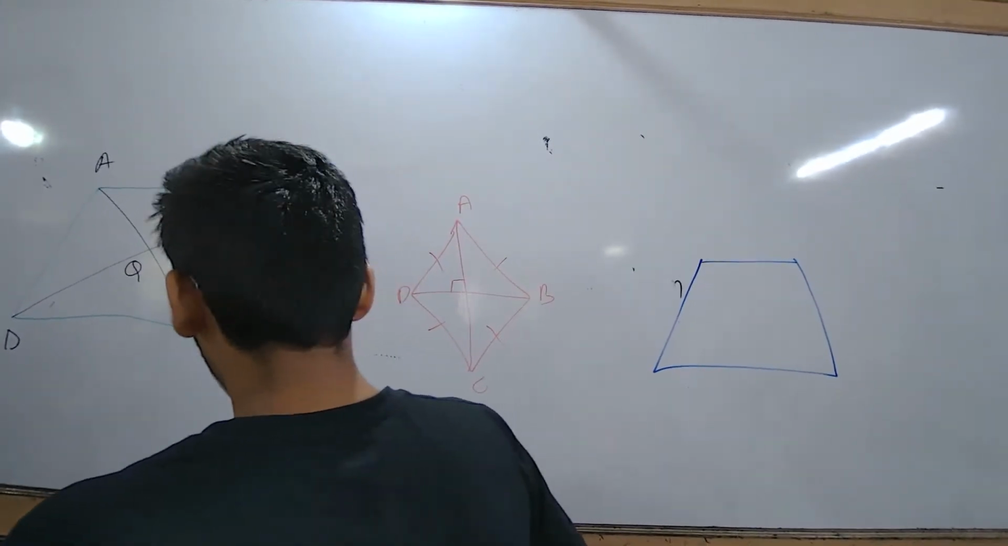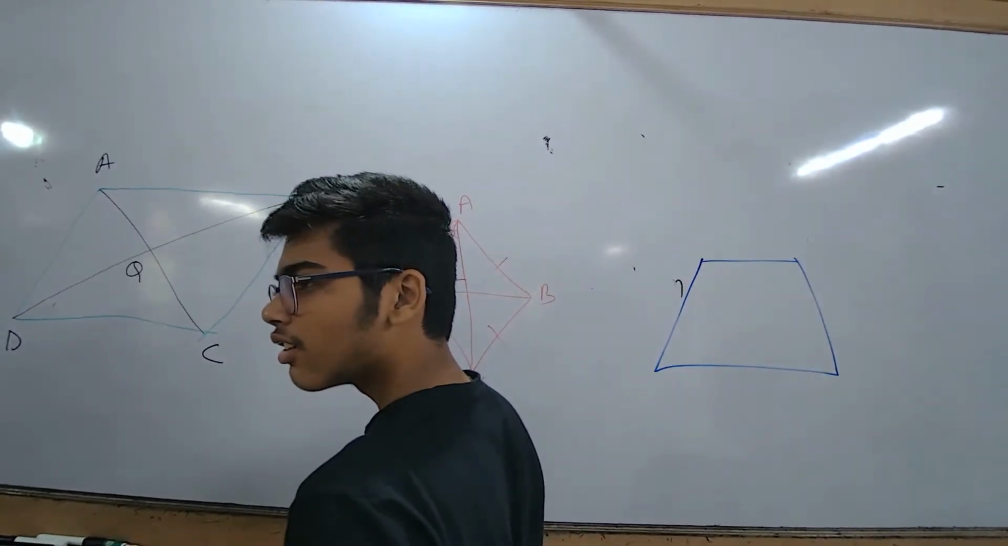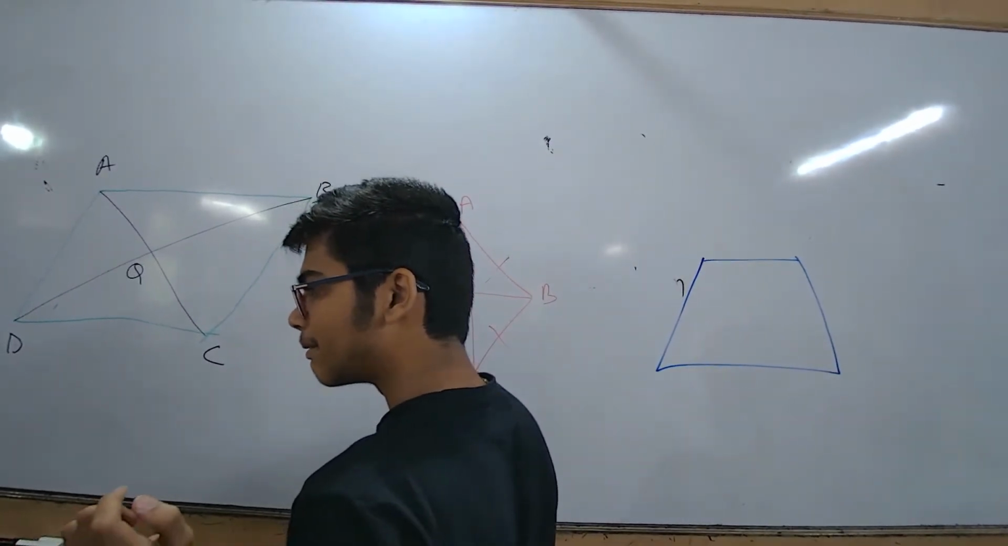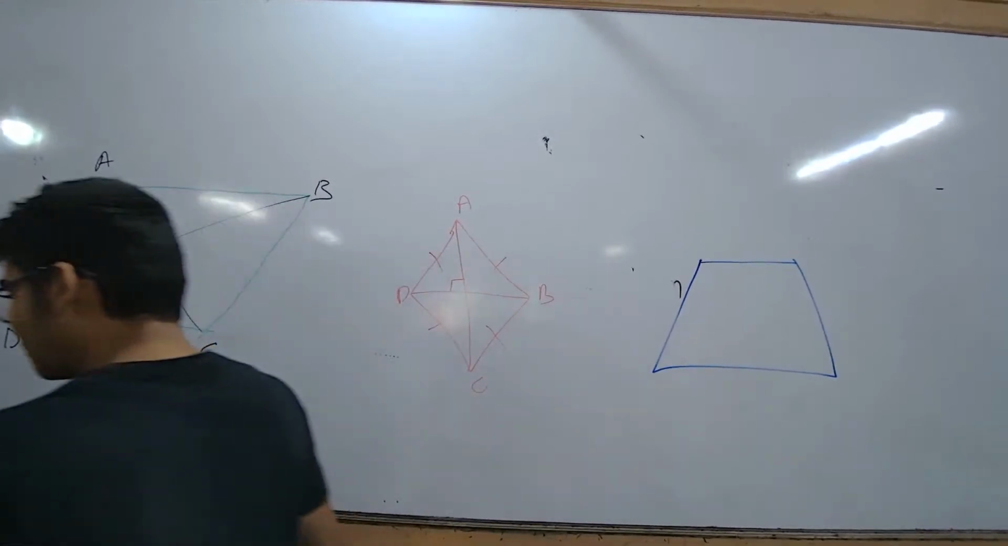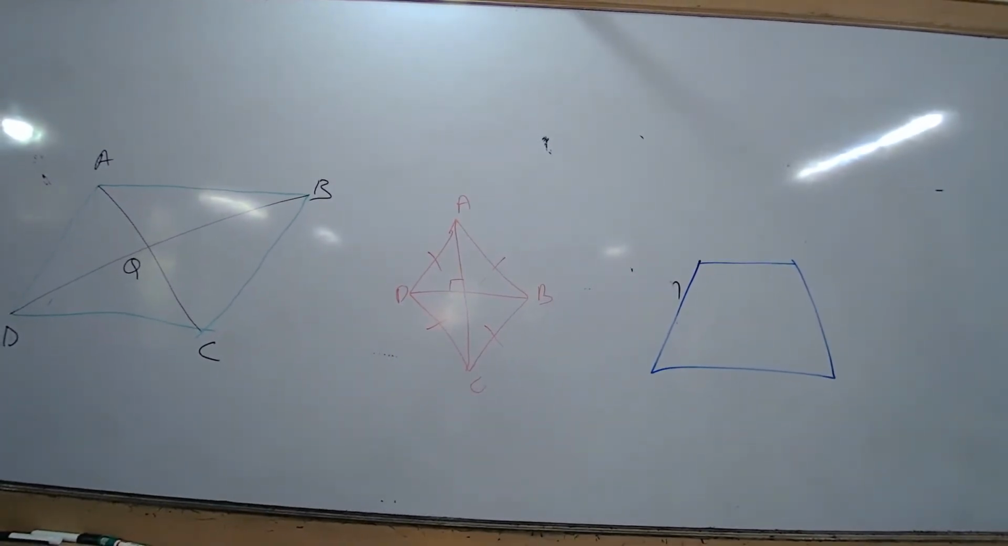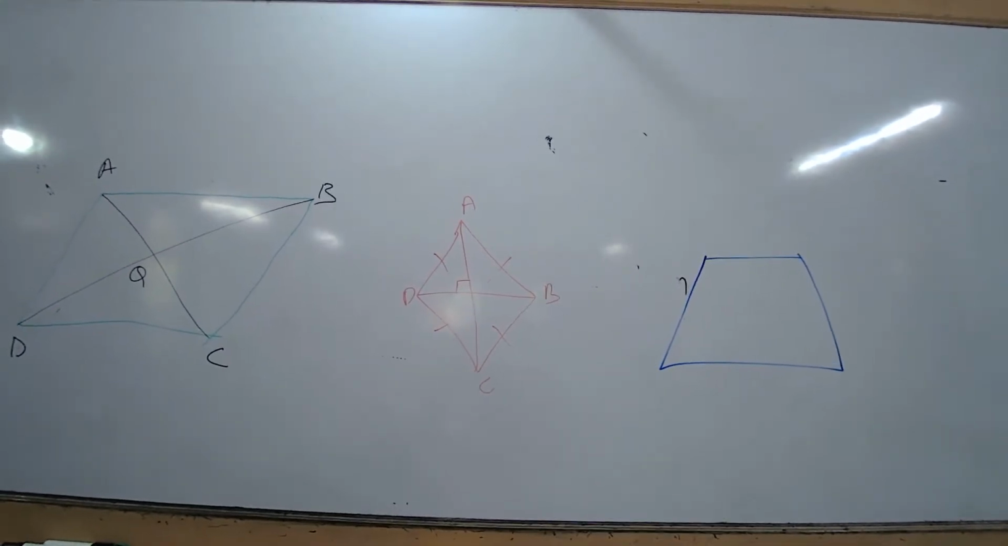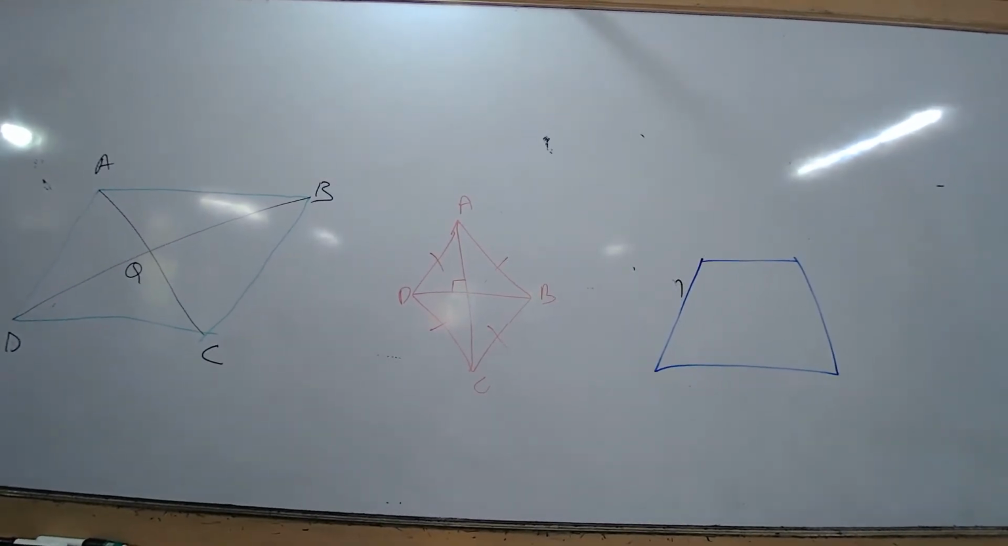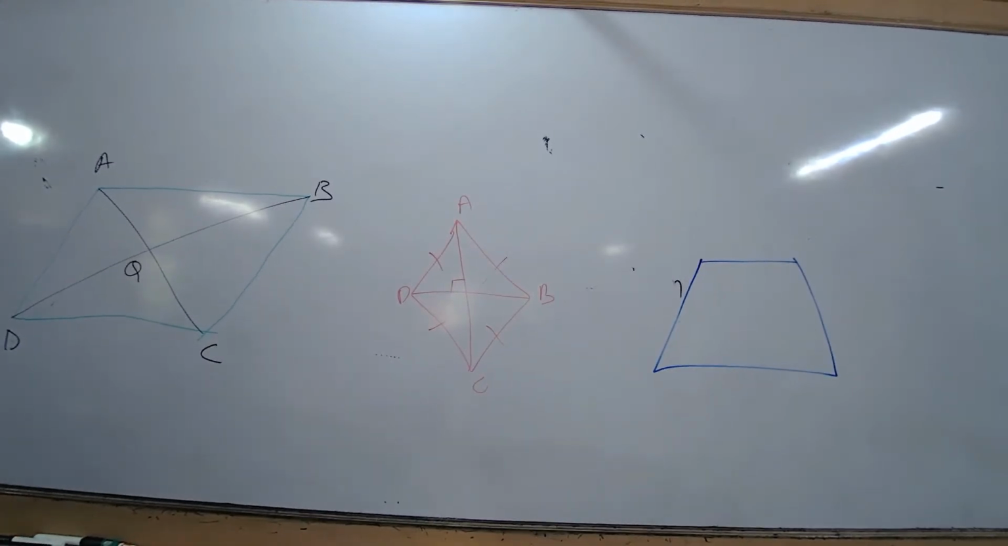Now look here. Rhombus. If all sides of a quadrilateral are equal, then it is called a which one? Rhombus. Properties of the rhombus will come. Every property of the parallelogram plus diagonals at 90 degrees.